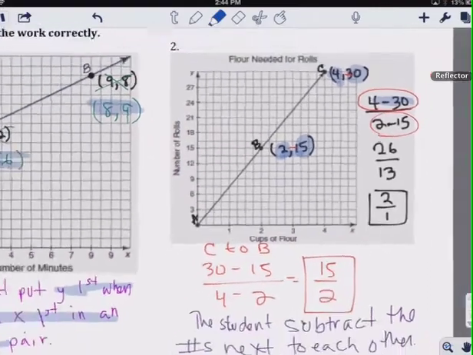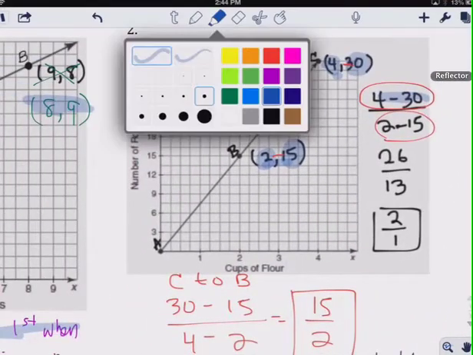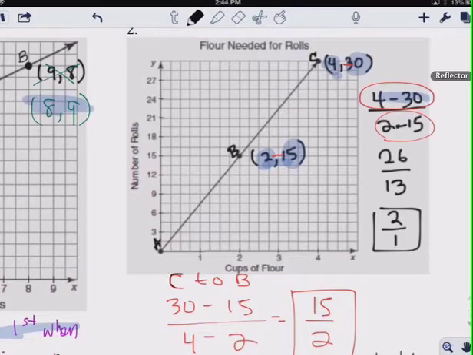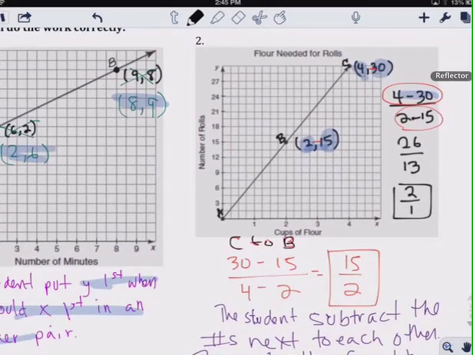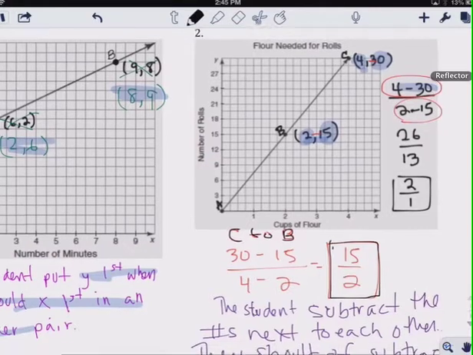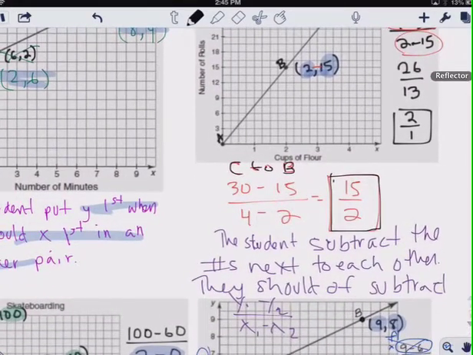And remember, on these we did today, as an example I gave you, instead of doing B to C, you can always do C to B and still get the same answer as 15 over 2. If you did B to C, you got negative 15 over negative 2, which reduced to a positive, remember? And so here you write down the student subtracted the numbers next to each other. They should have subtracted the y with the y, y1 with the second y, y2, and the x with the other x, okay? That's what you should write here. Anyways, I probably can't read that, but that's what I wrote.